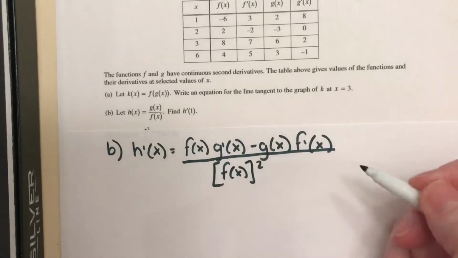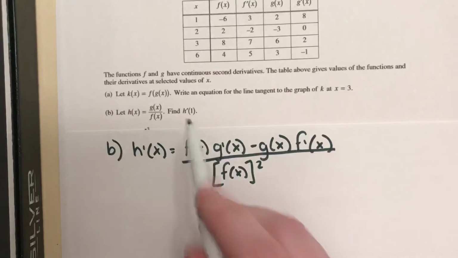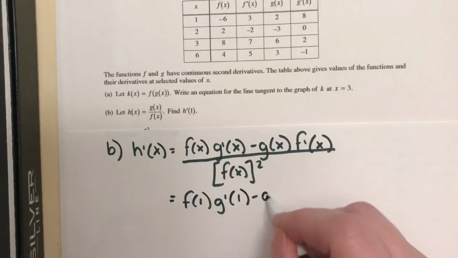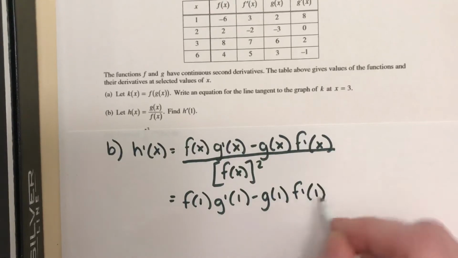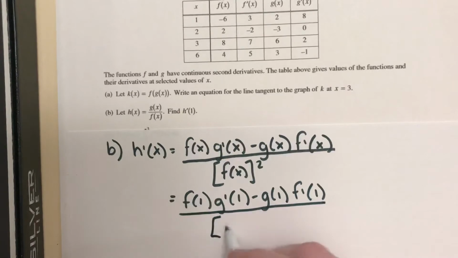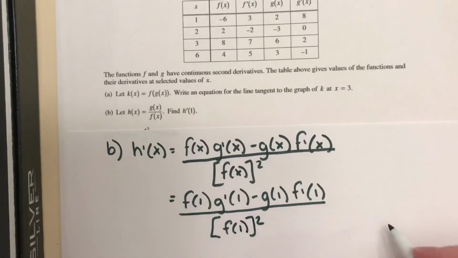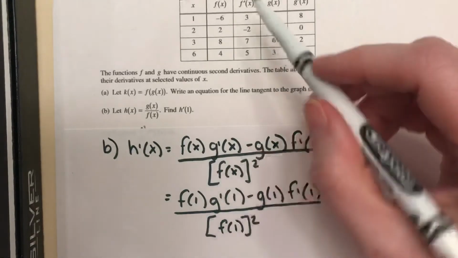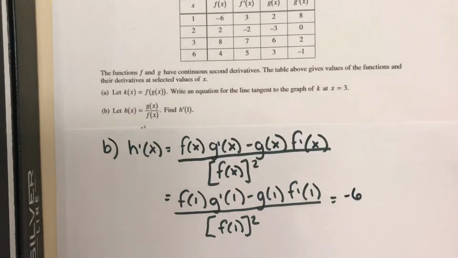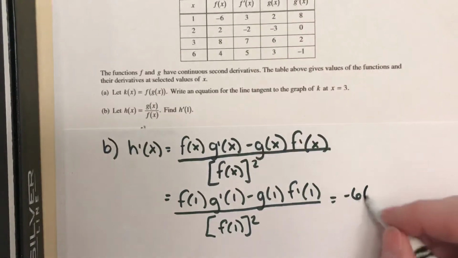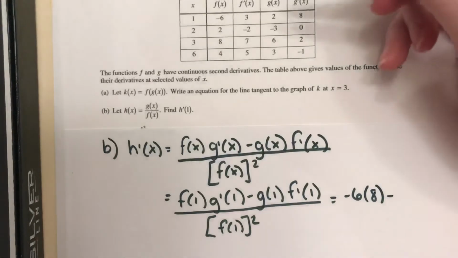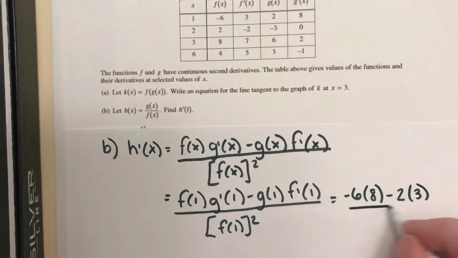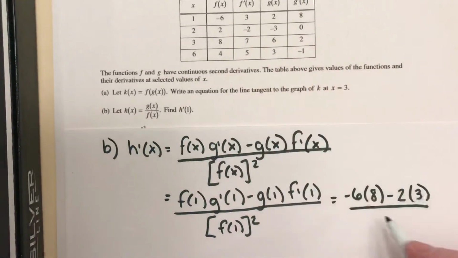So ho ho. Now all we have to do is plug 1 in and solve. So I'm going to replace all of those x's with 1's. And the easiest part now is just to grab those numbers from the chart so we can keep solving. So first I need f of 1. f of 1 from the chart is negative 6. g prime of 1 is 8, minus g of 1 is 2, f prime of 1 is 3, over f of 1, which is negative 6, squared.